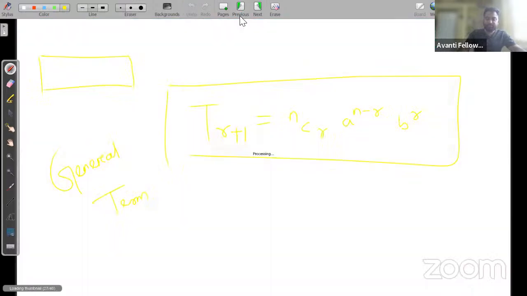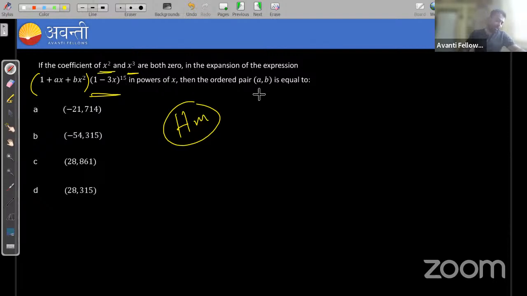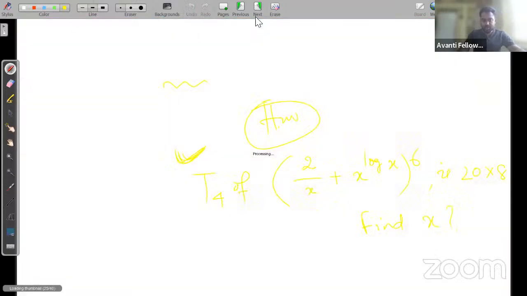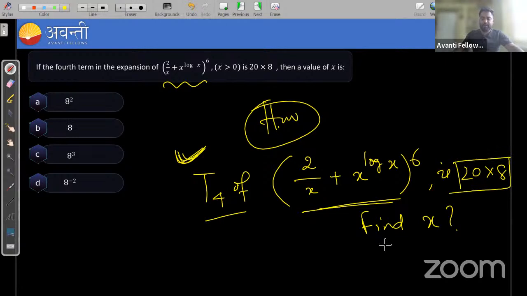These two questions. This is the question: 1 plus ax plus bx square into 1 minus 3x whole to the power 15, and it is given that the coefficient of x square and x cube are 0. Then you need to find the ordered pair AB. And in the next question it is given that if the fourth term of this expansion is 20 into 8, then you need to find the value of x.